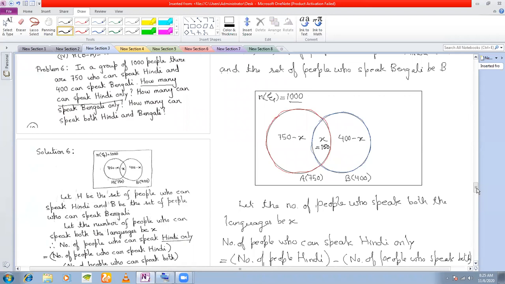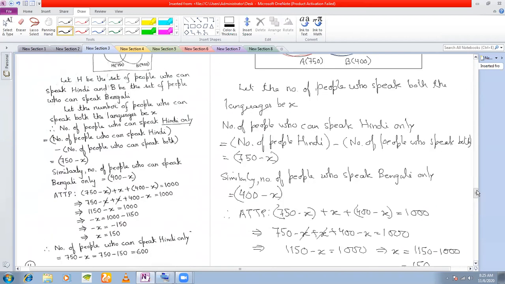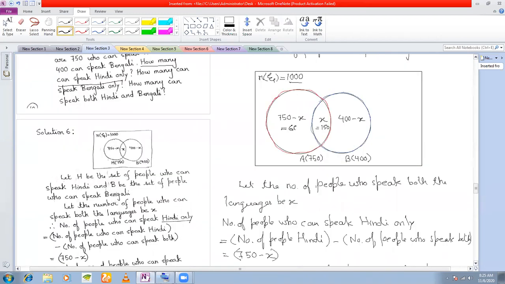Okay. Now we shall find out the number of people who speak Hindi only. Therefore, the number of people who speak Hindi only is 750 minus x, which is 750 minus 150, right? Which is 600. So this should be 600.